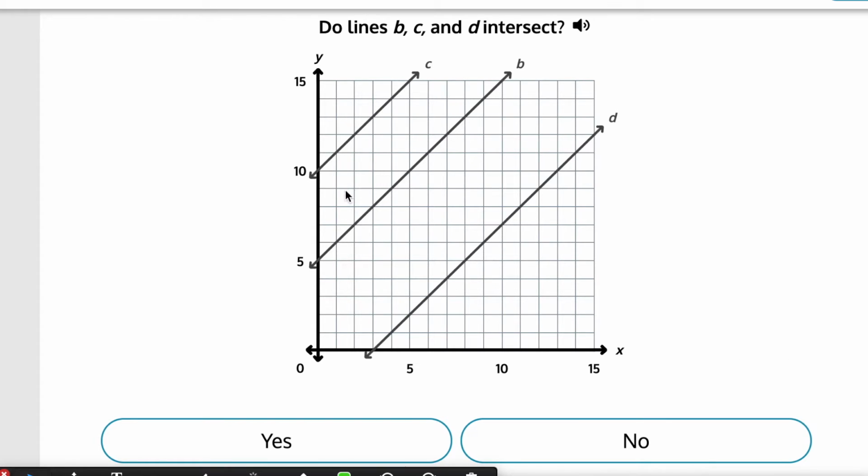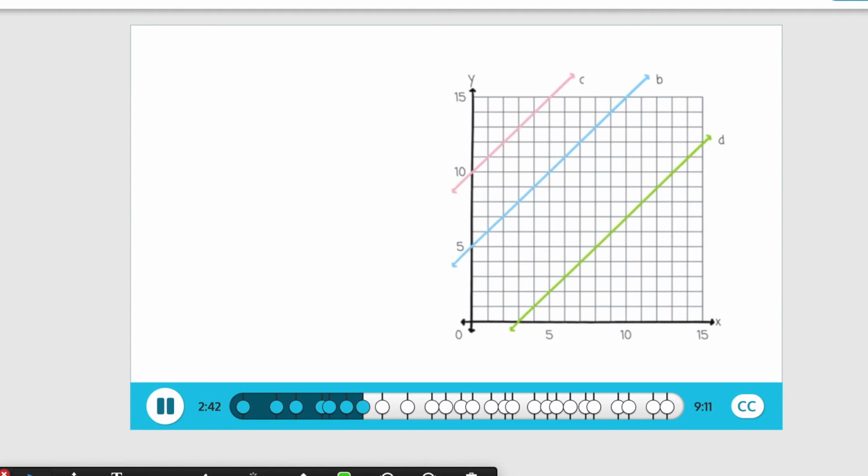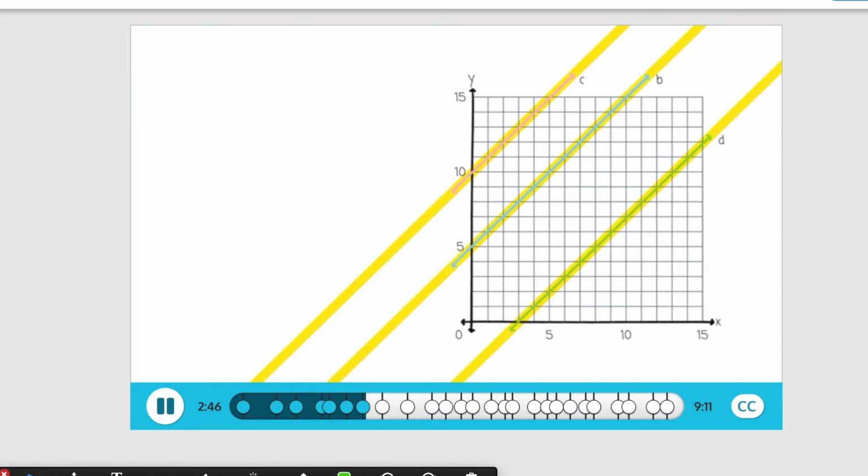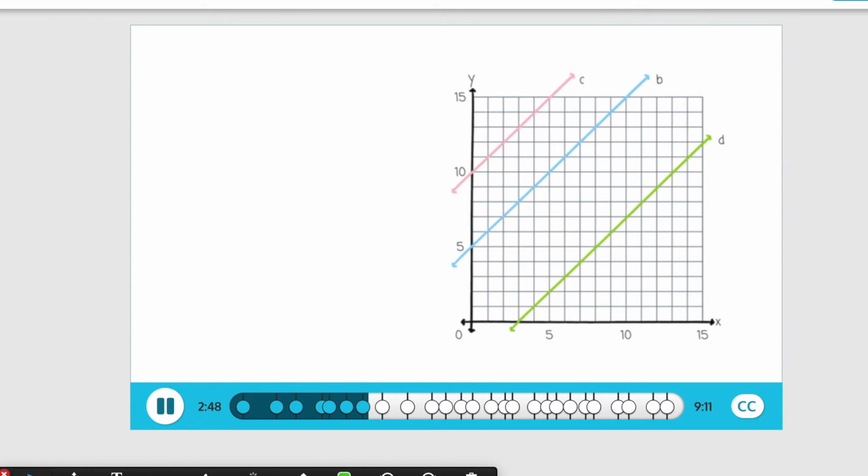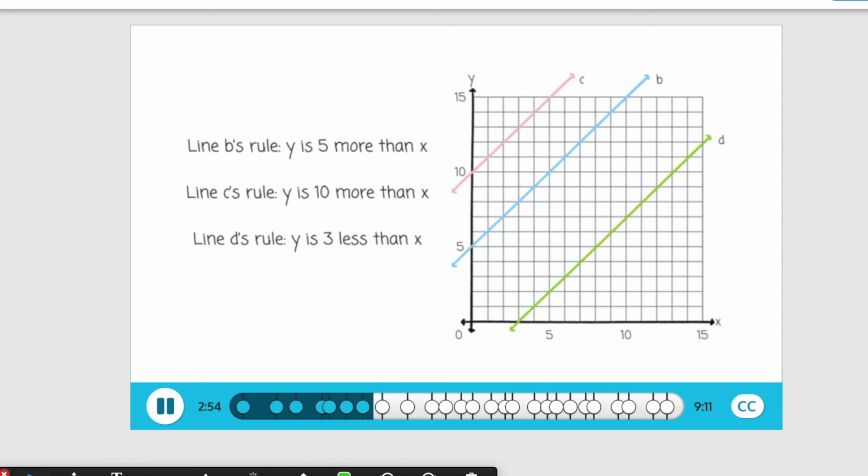So these lines actually do not intersect. I can see that they would go on and on forever and they would never touch. So no, they don't intersect. Yay. Lines B, C, and D do not intersect, even if we extended them. That means they are parallel. That's right. Let's look at the rules for each of our lines.